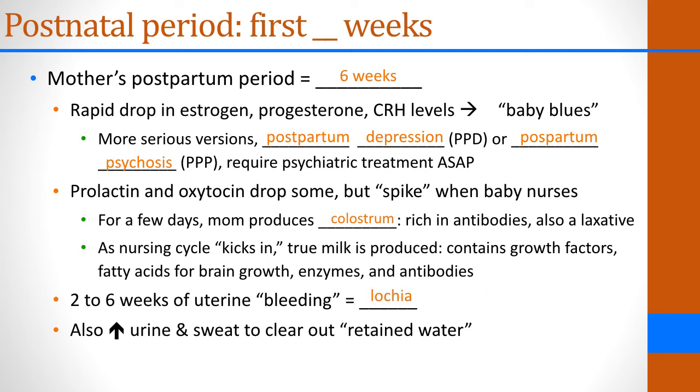There's going to be 2 to 6 weeks of uterine bleeding called lochia. There will also be an increase in urine and sweat to clear out retained water.